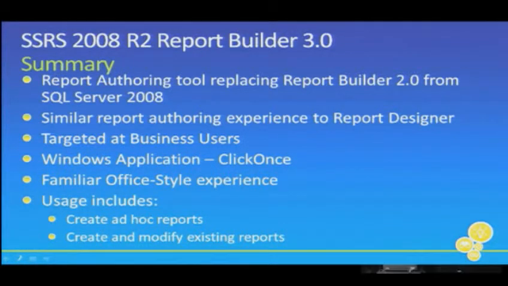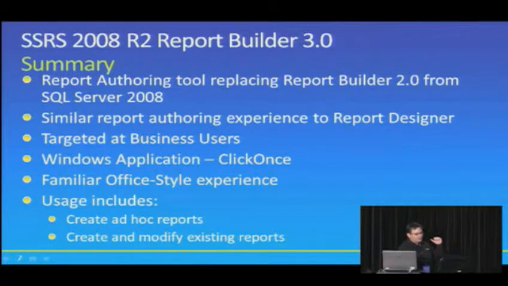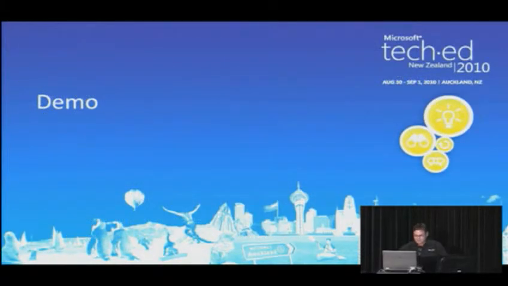Just some other points to mention before we get started: it's delivered through ClickOnce, the technology where users simply click on the link. I'll show you that, and it'll verify that they have the latest version on their desktop and install. As I mentioned, the familiar Office style, and it's targeted at business users, which is obvious. But as I said to you, we'll show you there's quite a nice marriage between what the business user needs and what IT can deliver. So let's go and have a look.